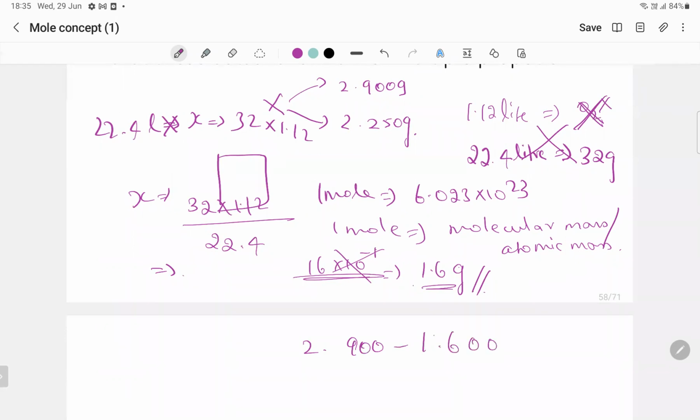So next, 2.250 minus 1.60. What is the answer? 1.3. The second one is 0.65. So 1.30 and 0.65, if you cancel these, it is nothing but a 2:1 ratio. Clear? Now you got this simple ratio, which obeys the law of multiple proportion. Just go through the question one more time.